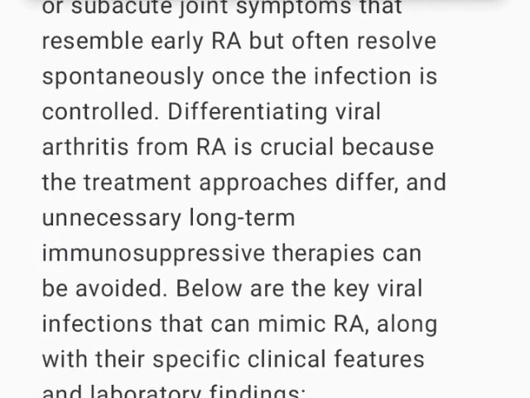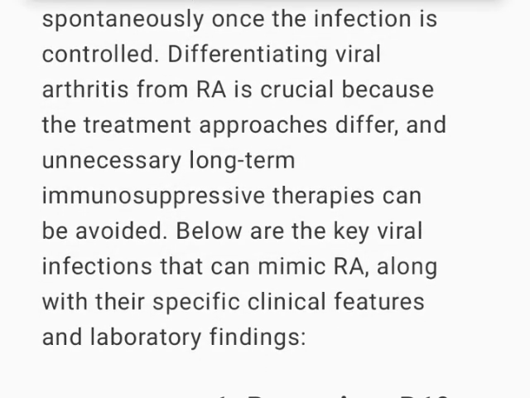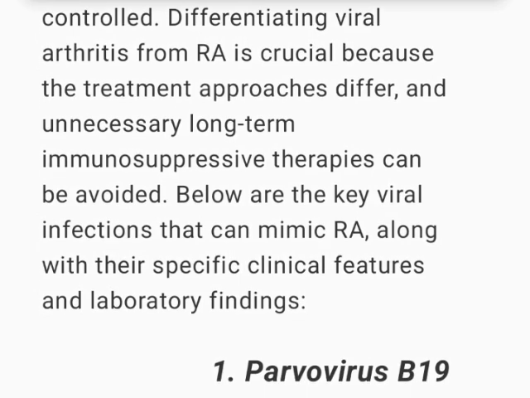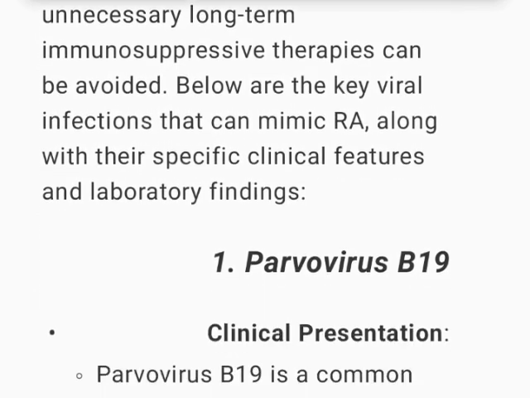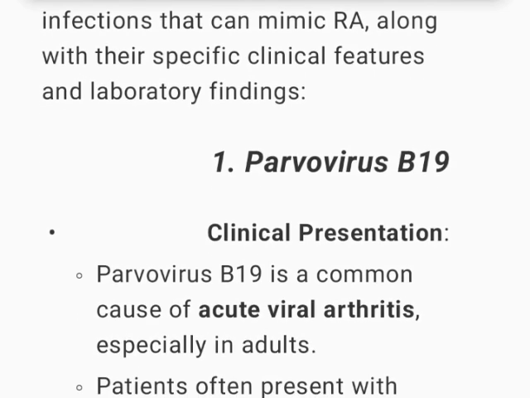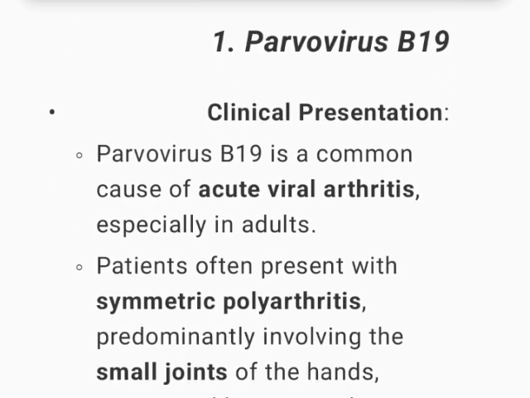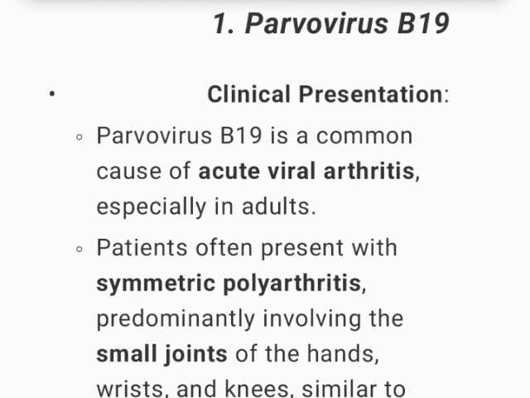Differentiating viral arthritis from RA is crucial because the treatment approaches differ, and unnecessary long-term immunosuppressive therapies can be avoided. Below are the key viral infections that can mimic RA, along with their specific clinical features and laboratory findings. 1. Parvovirus B19.